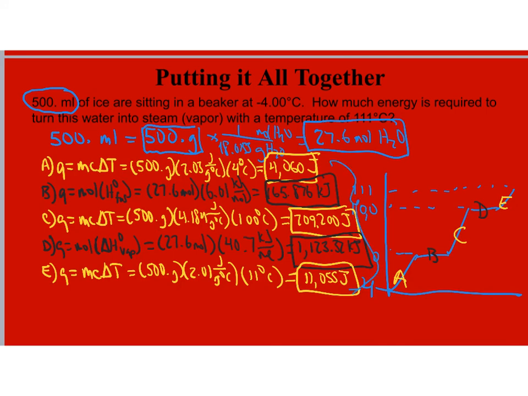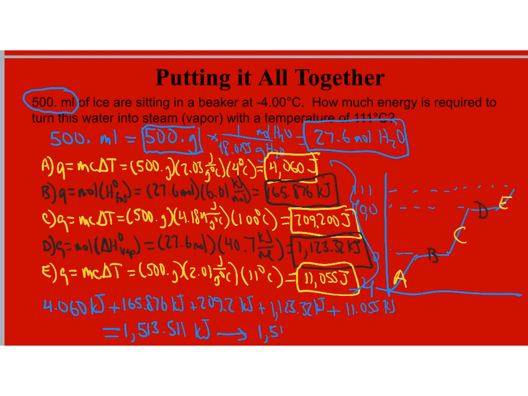So finally, the last step is to add all of these together, but we have to make sure that we're putting them in the same unit. So let's just use kilojoules. I have 4.060 kilojoules plus 165.876 kilojoules plus 209.2 kilojoules plus 1,123.32 kilojoules plus 11.055 kilojoules. When I solve it all out, I get my final answer of 1,513.511 kilojoules. Solving for sig figs, we're going to go with 3 sig figs because that's what we started with. There's a lot of multiplication here, so I was just going to say 1,510 kilojoules, and that's quite a bit of energy, most of it being spent in the region where we needed to change the phase to steam.